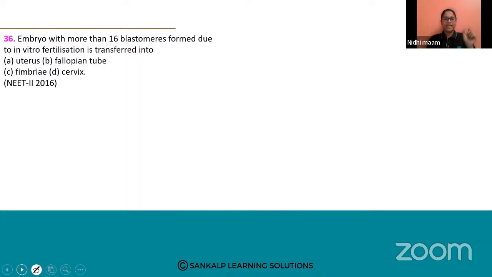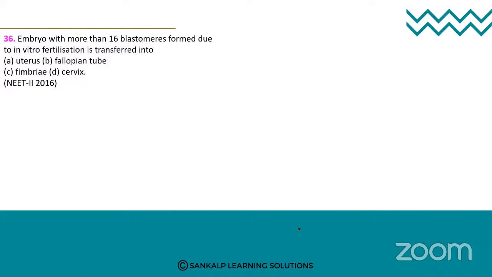Next question. Embryo, look at the question properly. Embryo with more than 16... Ma'am, does the last question have two answers or one answer? Two answers, B and C, I said. If you write B and C, it is right. Or if you write only B or only C, you will get the marks. Is it okay? Okay, ma'am.